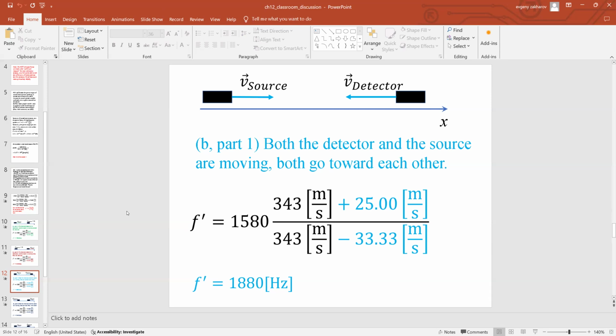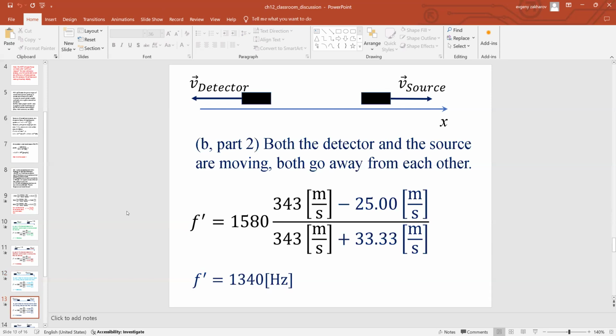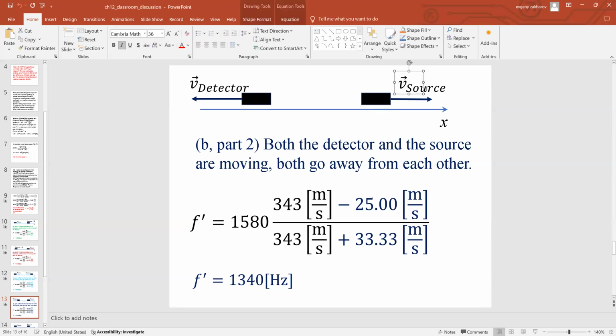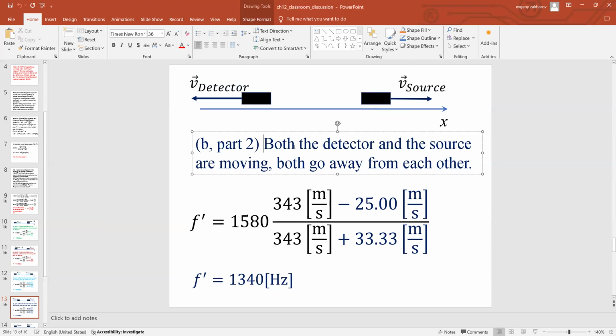So higher pitch makes sense. And then the police car is going away from the detector, and the detector is going away from the police car. After the police car passes you by, you will detect something different. Both the detector and the source go away from each other. So you have to go with away, away.